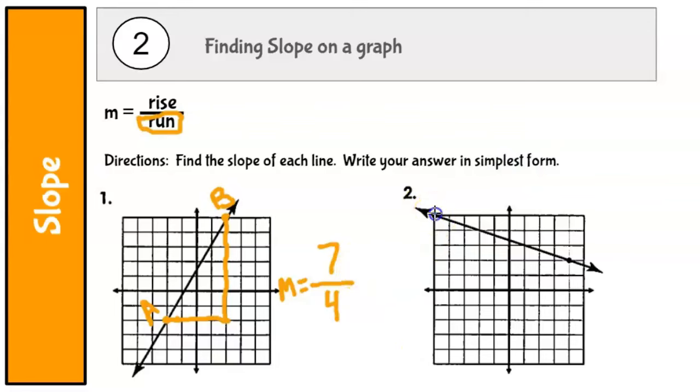Let's do another one. So we're going from this point to this point, and it's really helpful to start on the one that is the furthest to the left, and then end on the one that's the furthest to the right. But it doesn't really matter. You should get the same answer no matter what. So I'm going to run over, always run first. So 1, that's 1 block. Don't count this as 1. This is 0.